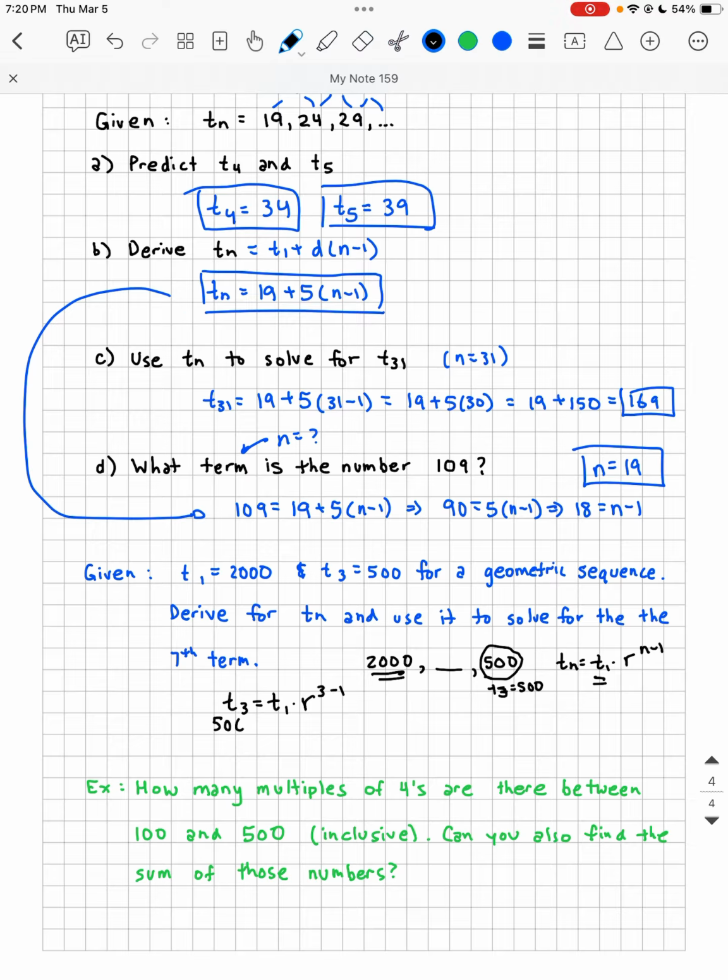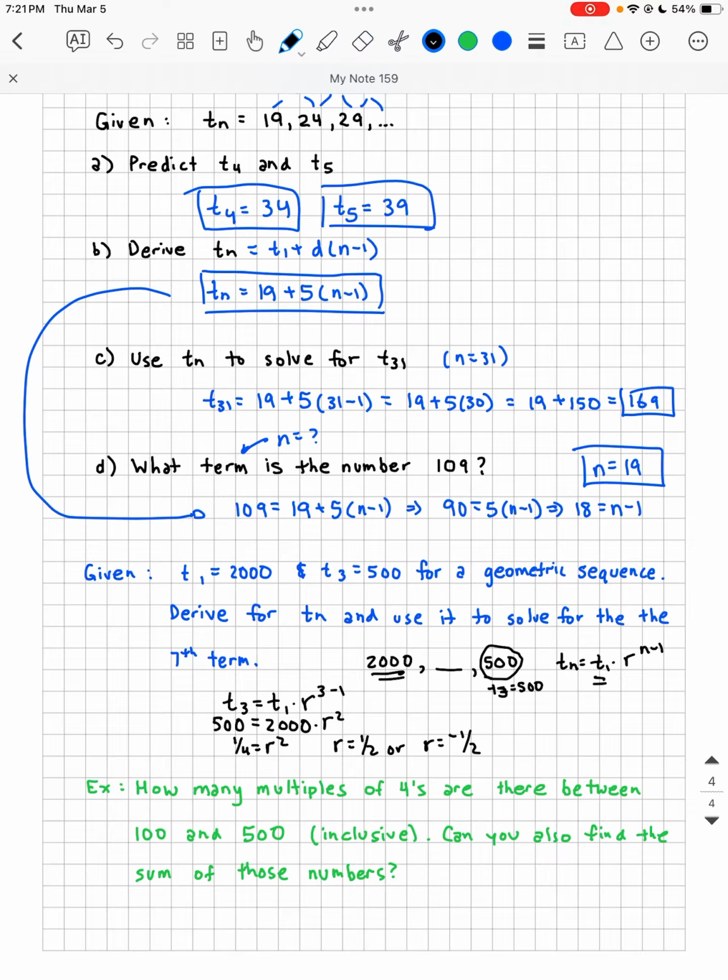Well, T of 3, we just said, is equal to 500. T of 1 is equal to 2000, and then multiplied by r squared, because 3 minus 1 is equal to 2. So clean that up a little bit, divide everything by 2000, we get 1/4 is equal to r squared. And this part, you gotta be careful. We gotta solve for r, and there are actually two answers, believe it or not. r is equal to 1/2, or r is equal to -1/2.